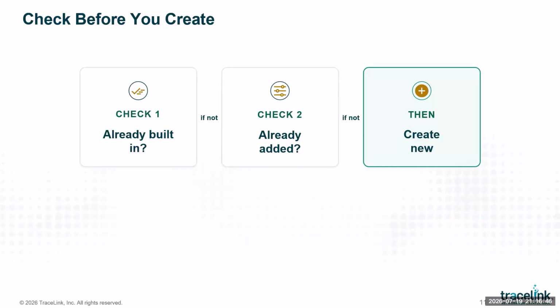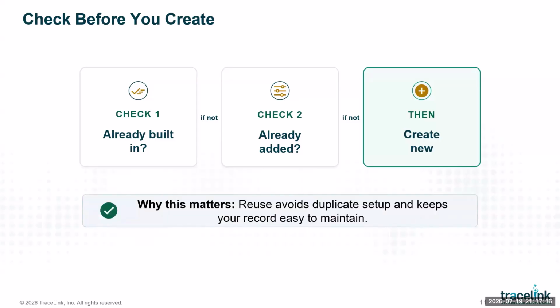Here's an important habit I want you to build. Before you add a new blank to the form, always check whether one already exists. First, look at the fields that came built in from the template, the base fields, and ask whether one of them already gives you what you need. Then, check the fields already on your record, the subfields. Only when nothing existing fits should you go ahead and create something new. This one simple discipline prevents duplicate, confusing setup, and it keeps your records lean and easy to maintain across every solution that uses it.